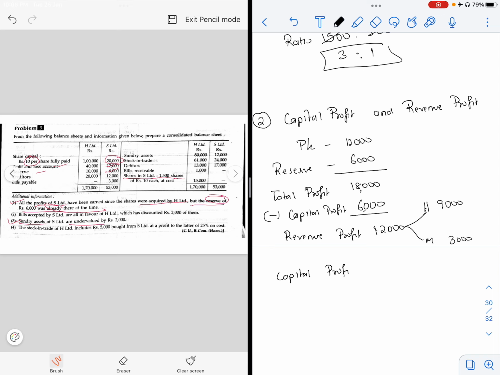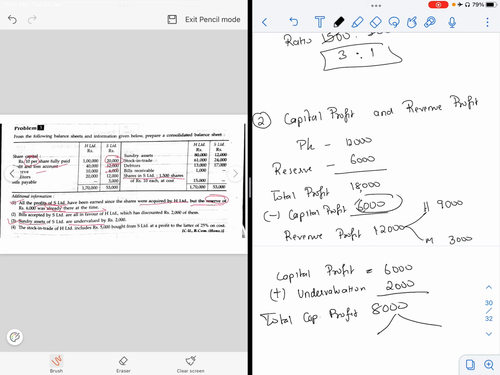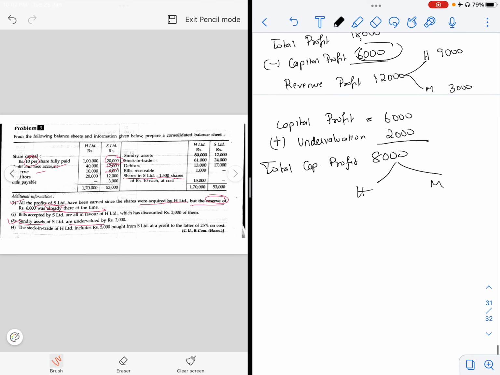Capital profit is 6,000 plus the undervaluation of assets of 2,000, so total capital profit is 8,000. This is distributed in the ratio 3:1: 6,000 for H Limited and 2,000 for the minority.